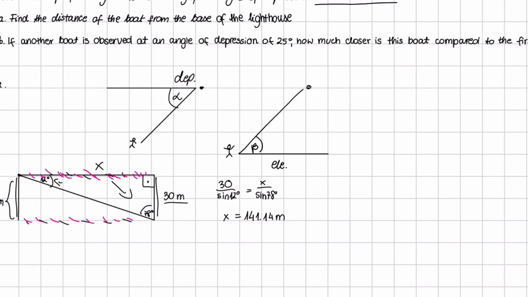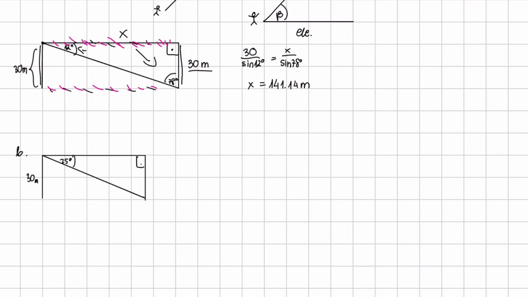So let's firstly draw our image once again, however with this new angle of depression. So this is our new drawing. We know that the height of the lighthouse doesn't change. Here we have 25 degrees, so here we will have 65 degrees. Here of course we still have the right angle, and once again we are looking for this length.